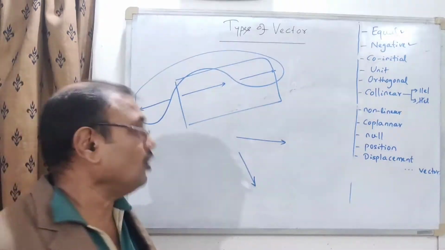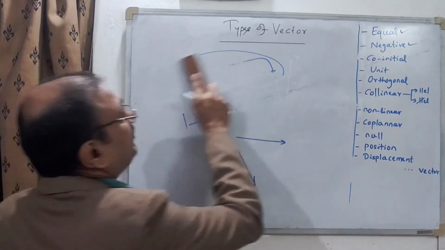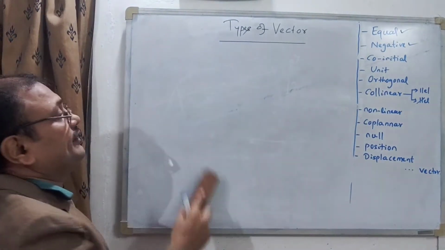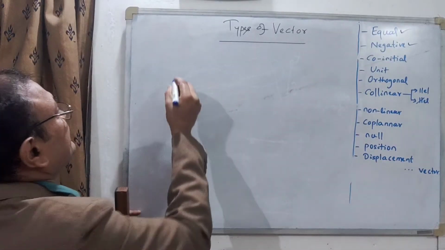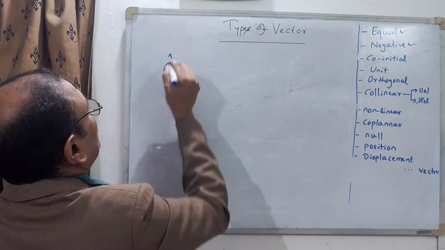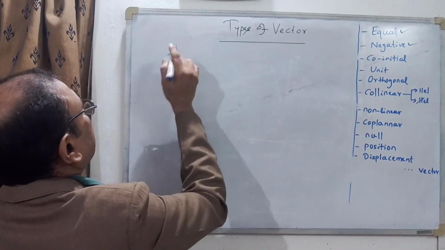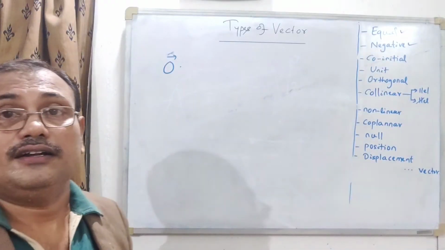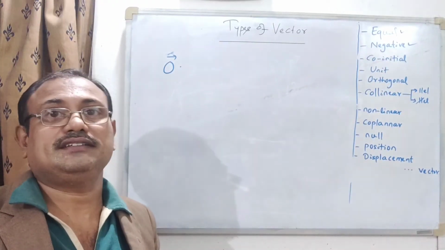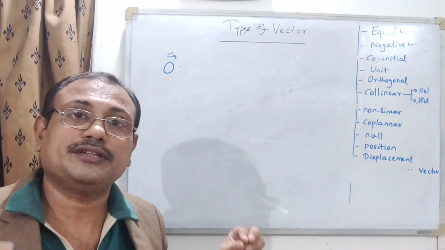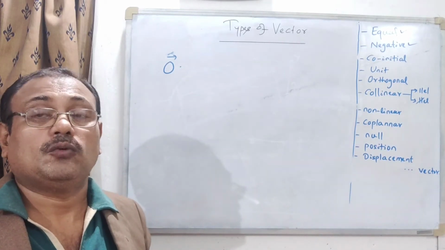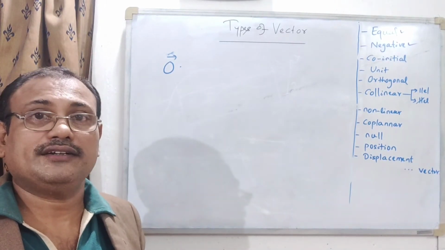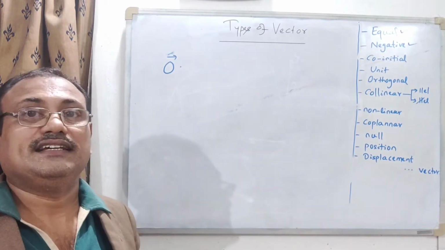Now coming to null vectors. A null vector is a zero vector. Okay, I can write it this way. A null vector doesn't possess any dimensions. It takes the dimension of the original vector. What is the advantage of the null vector? It always balances the equations.